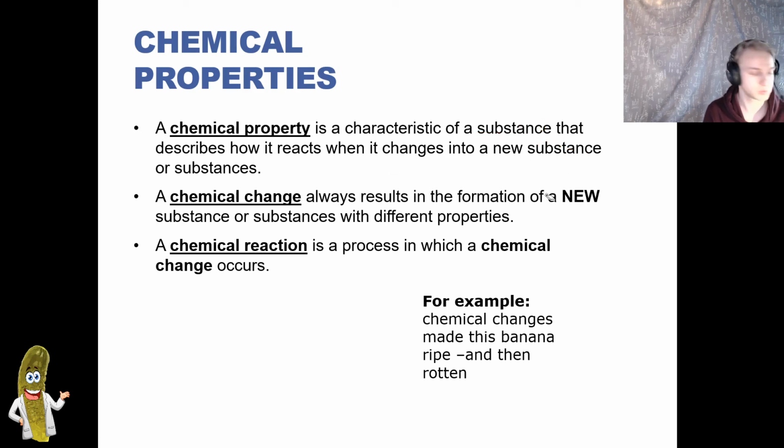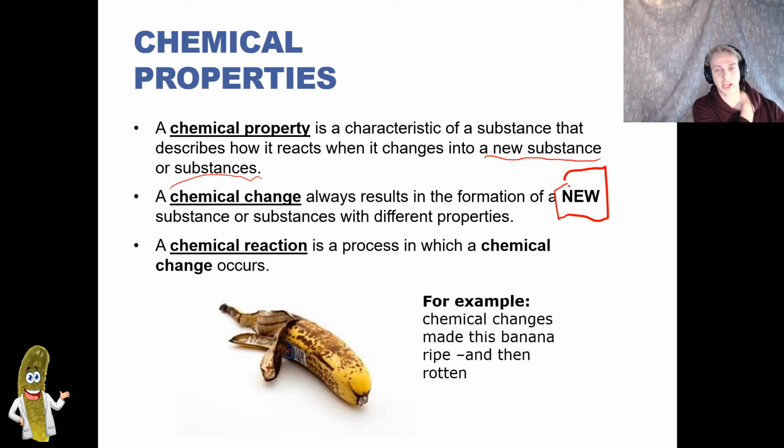When it changes into a new substance or substances. And a chemical change, the idea of that is it always results in the formation of a new substance or substances with different properties. And a chemical reaction, which is what we are going to start studying, is a process where chemical change occurs. So an example of chemical change would be a banana rotting.